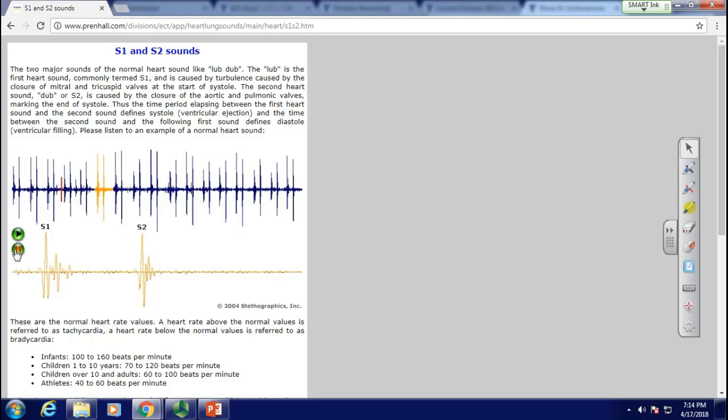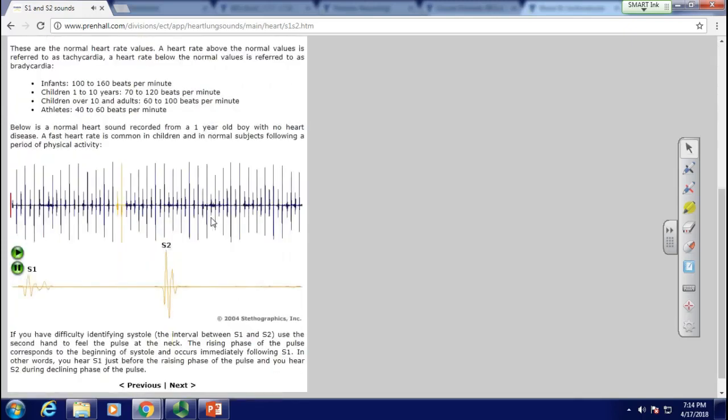So for whatever reason, the sound's not working there in the lab, so we have to listen to it here. And I think, so this is a 1-year-old. Much faster, huh?